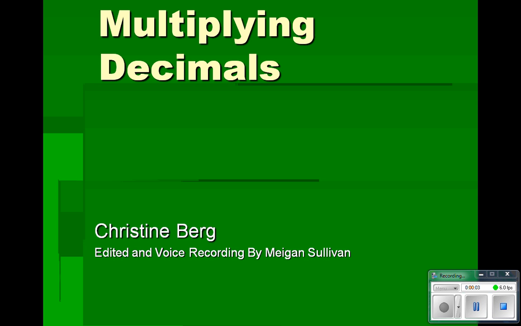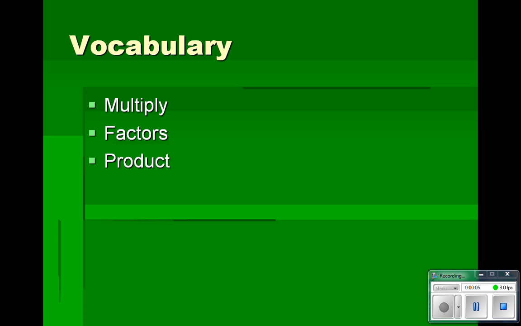Today we're going to look at multiplying decimals. Before we get started multiplying decimals, let's look at a few vocabulary words. First word is going to be multiplying. That is when we times two numbers together.